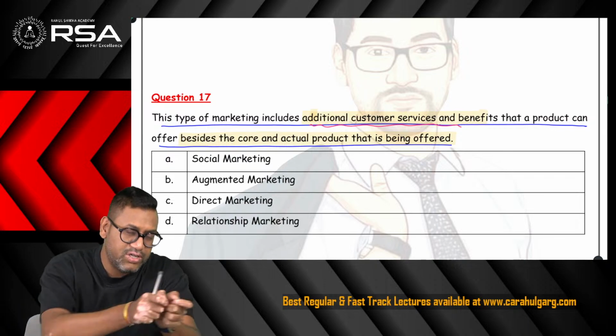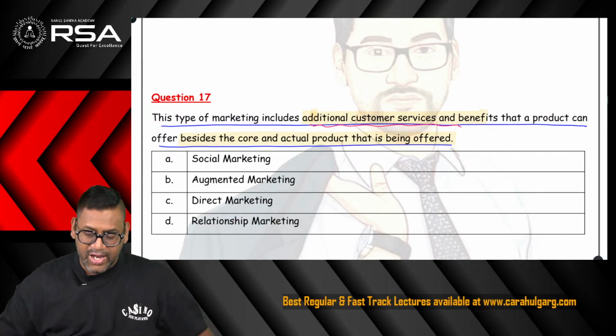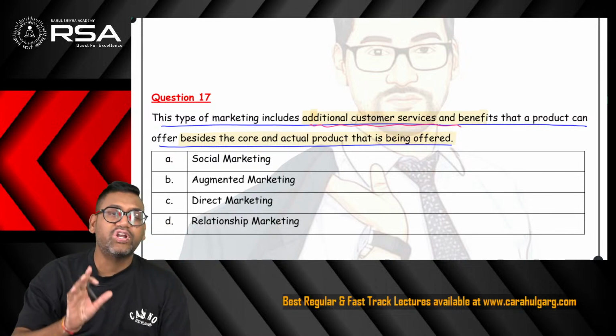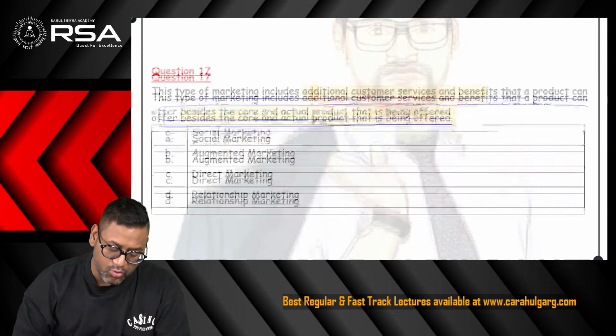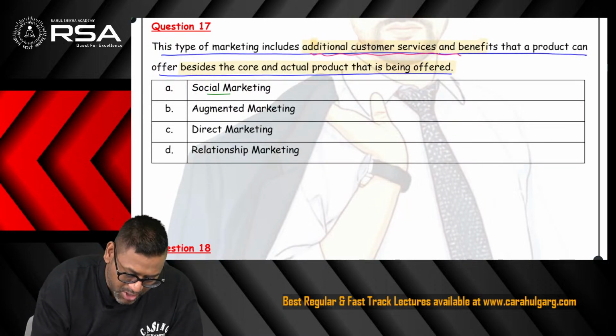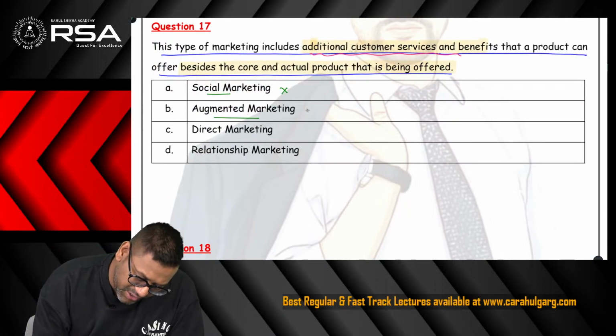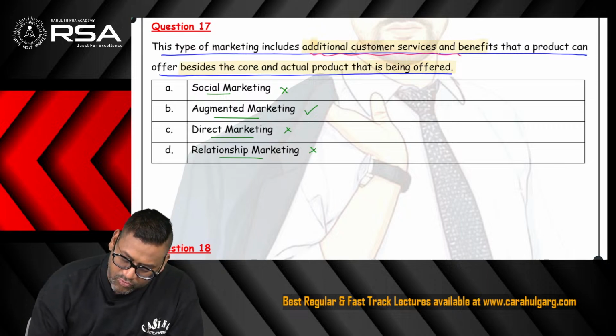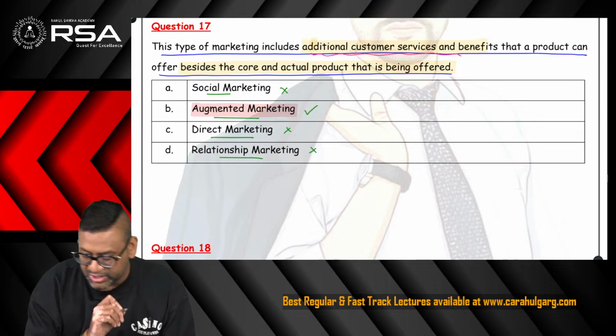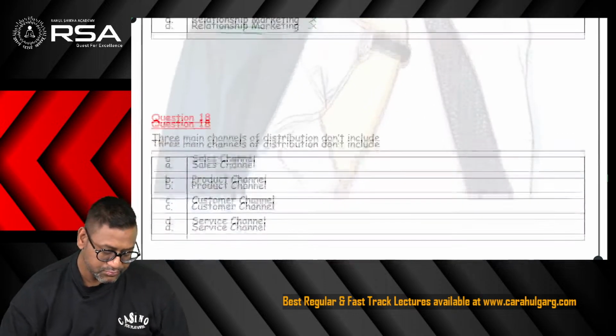Your luggage will come ahead of everybody and we will board you first, so that you don't have a hassle at all. So this is the additional customer service. So what is it called? Options being social marketing, no. Augmented marketing, yes. Direct marketing, no. Relationship marketing, no. This type of marketing is called augmented marketing, child.